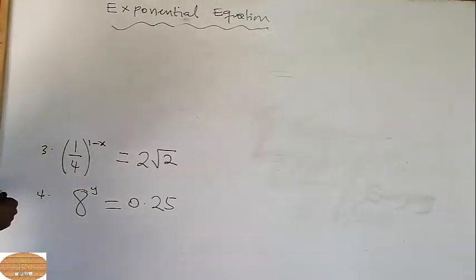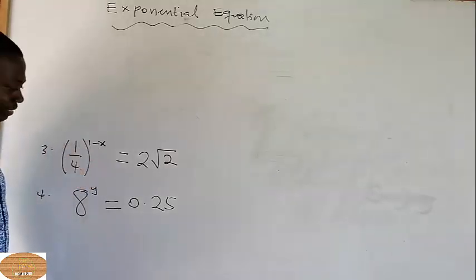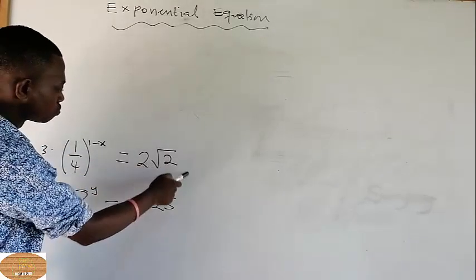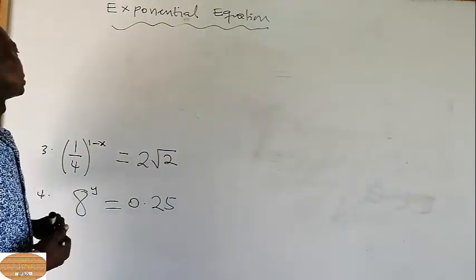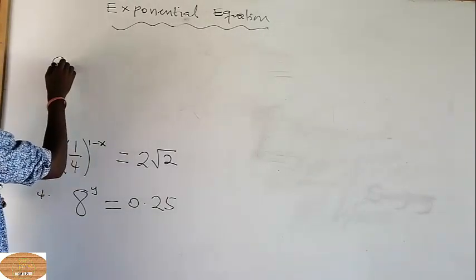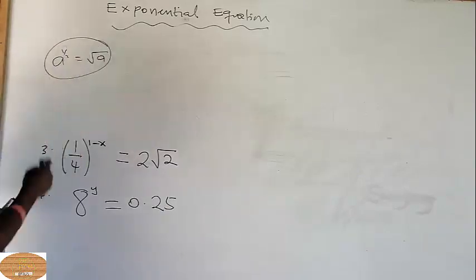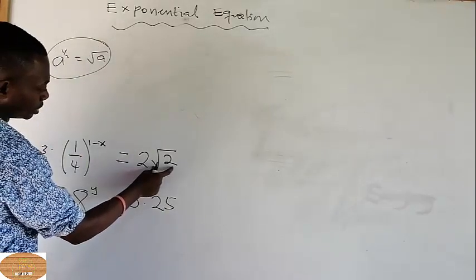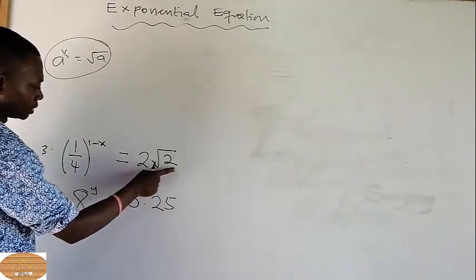Now the third example is not difficult. Let's check something here. I have 1 over 4 all to the power 1 minus x equals 2 root 2. Now don't forget that we said in case you have, let's say, a to the power half, it is the same as the square root of a. We said that. So we are going to change this one. Don't forget this one is 2 times this.